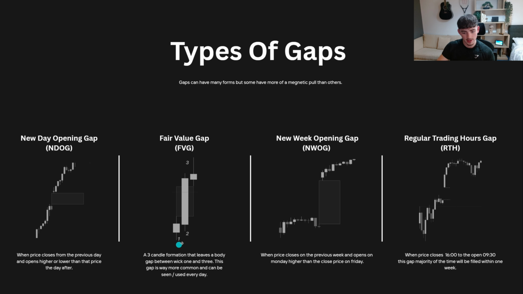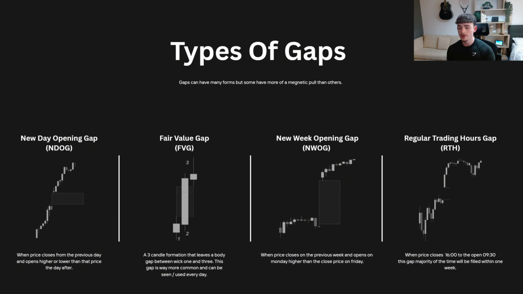Here you can see we have candle 1, candle 2, and candle 3. And you see the wick on candle 1 does not meet candle 3's wick. So this basically is an imbalance in the market. Well, these all are really imbalances, and price will most likely come in to rebalance this.